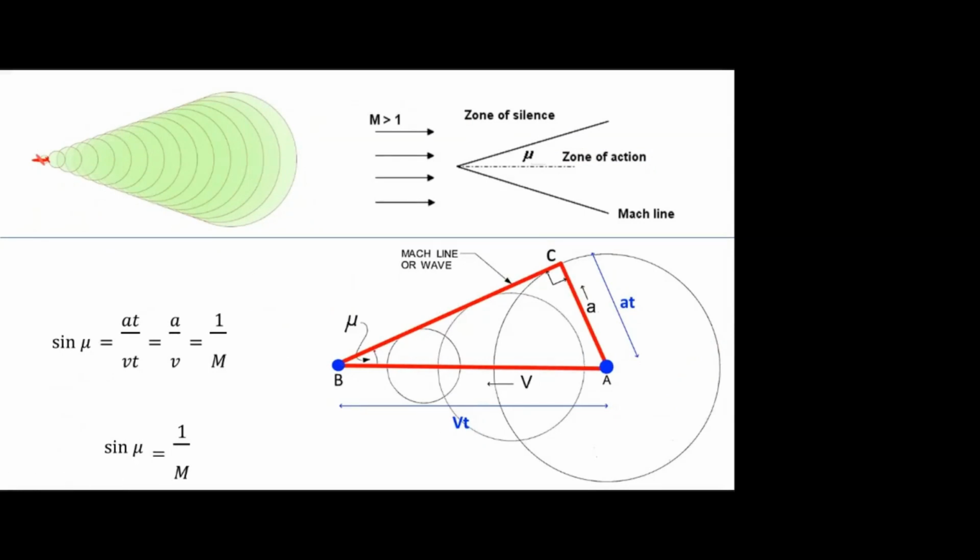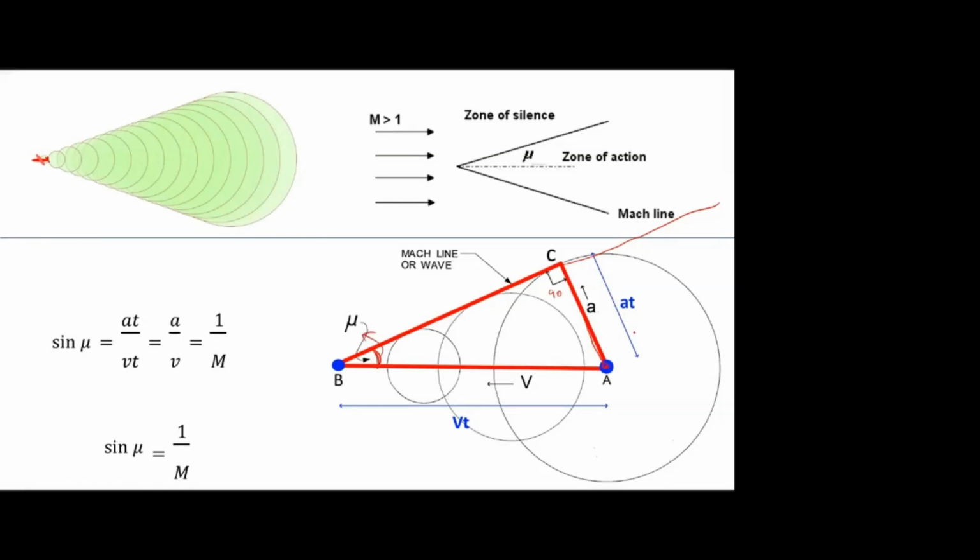Now I am taking the Mach line. The Mach line is nothing but a tangential line drawn to the circles, like this, and it will be extended further. Then I draw a perpendicular line from the Mach line to the initial point of the point disturbance, at 90 degrees. Now it forms a right angle triangle. So this angle is mu.